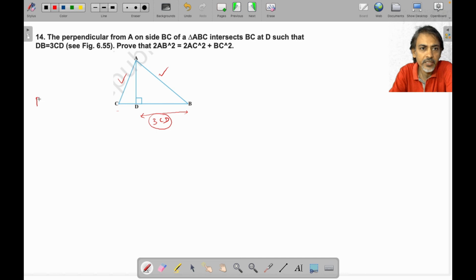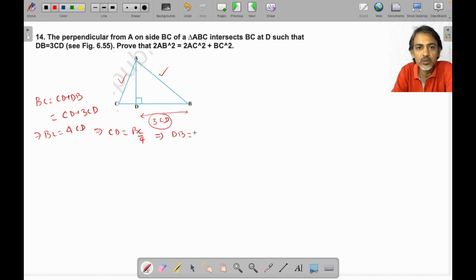So we try to reduce it into BC itself, right? So we can write BC is what? BC is CD plus DB. CD is alright, but DB is 3CD, so we'll write 3CD. This implies BC equals 4CD. This implies CD equals BC by 4. This implies DB equals 3CD, right? Equals 3 into what is CD? BC by 4, right? So this is what we have, 3BC by 4.